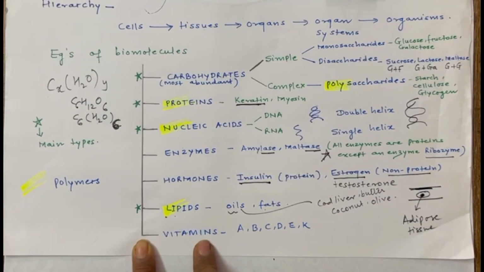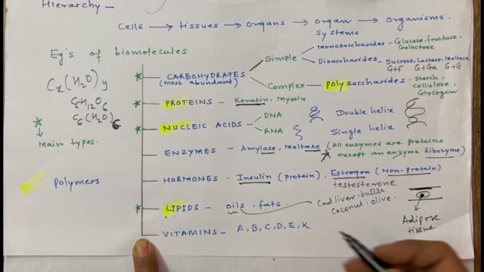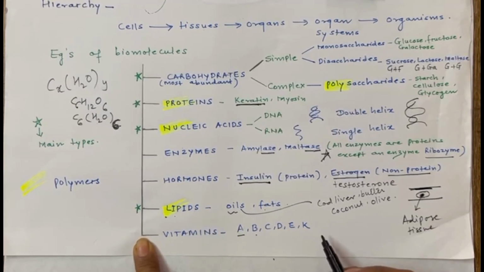The last biomolecules which we have to study here is vitamins. Vitamins are again very important for the sustenance of life, and we can have a variety of vitamins. They are important for various metabolic functions. Their deficiencies will cause various kinds of disorders. The examples of vitamins will be A, B, C, D, E, K, and so on and so forth.